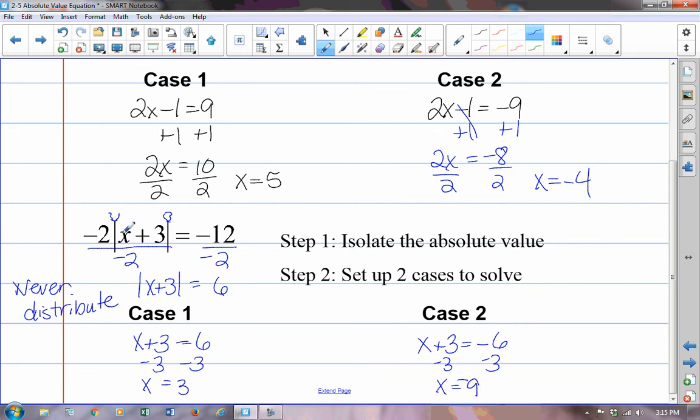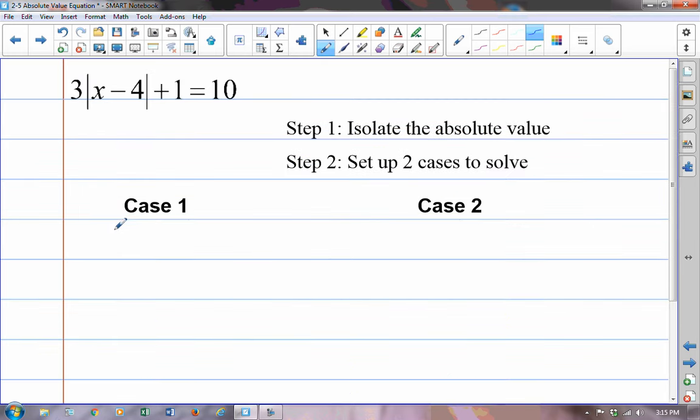If you plug in 3 here, 3 plus 3 is 6, and then the absolute value of 6 is 6, and 6 times negative 2 is negative 12. Same thing over here. When I plug in negative 9, this time I'm going to get the absolute value of negative 6, and the absolute value of negative 6 is positive 6, and positive 6 times negative 2 is negative 12. So those work.